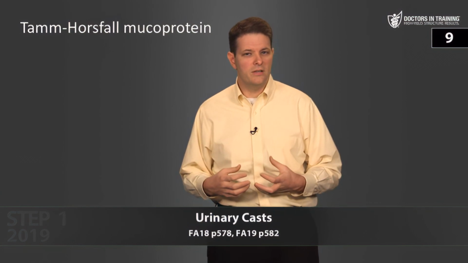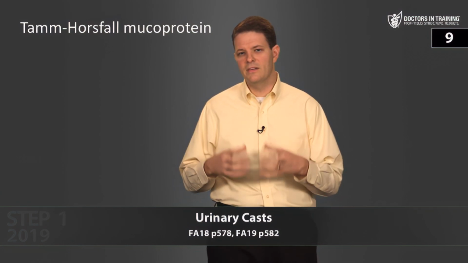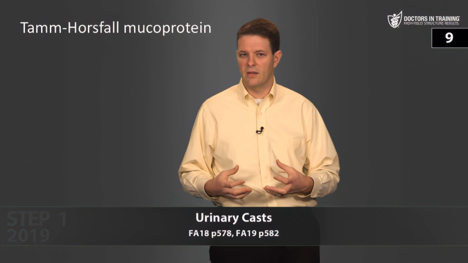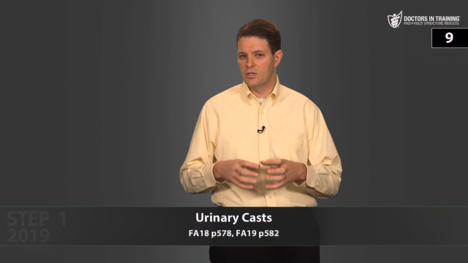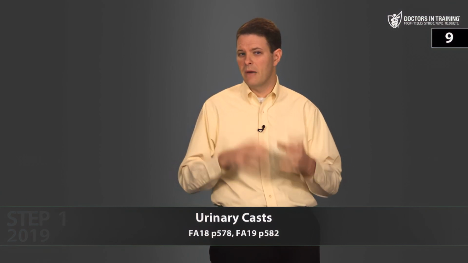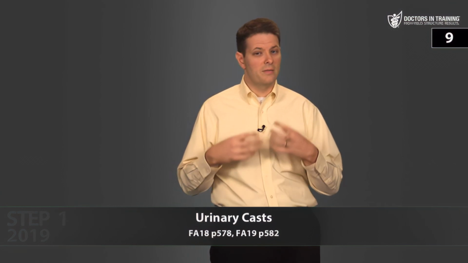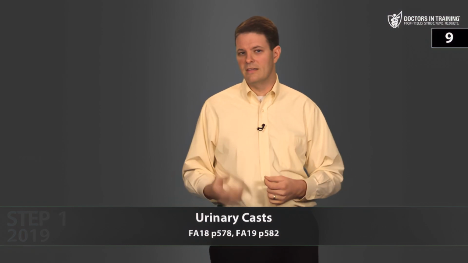And under the right conditions, this mucoprotein will accumulate in the distal convoluted tubules and in the collecting ducts, and then be sloughed off into the urine. You'll see they basically have formed little casts of the tubules, which may or may not have cells embedded in them. And the presence of certain types of casts in the urine can indicate certain disease states.